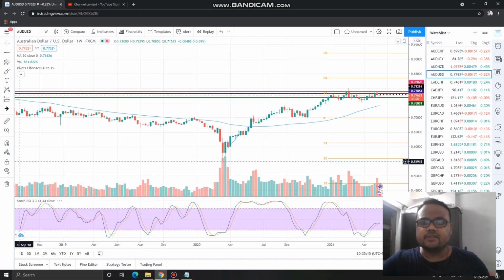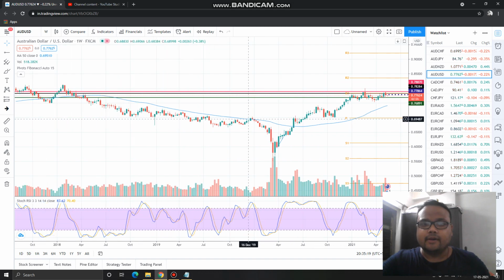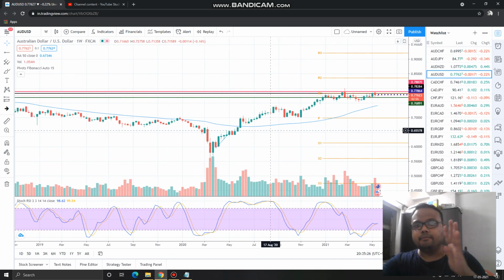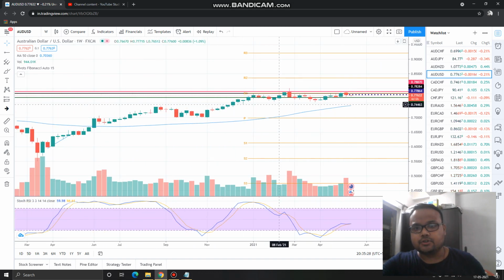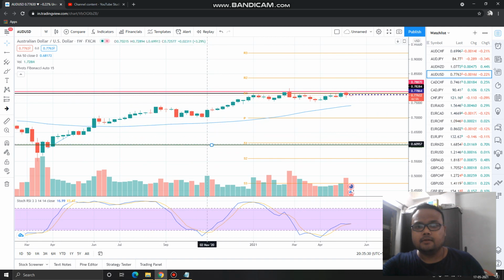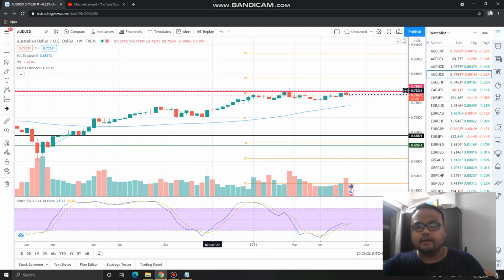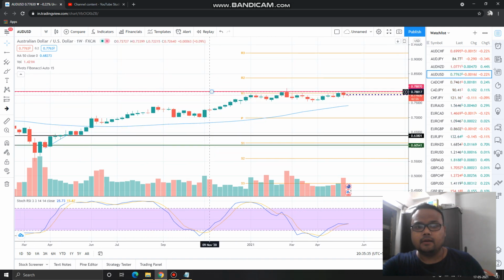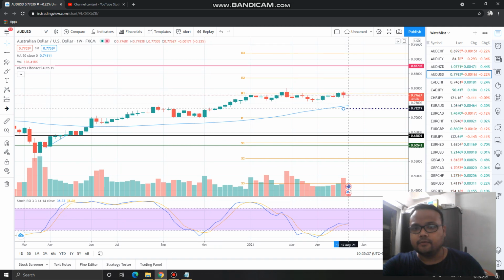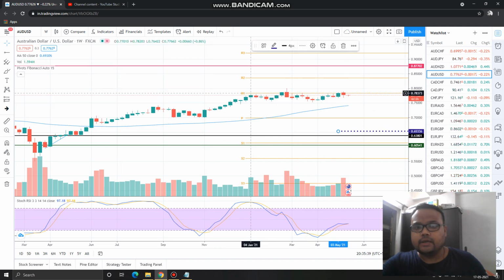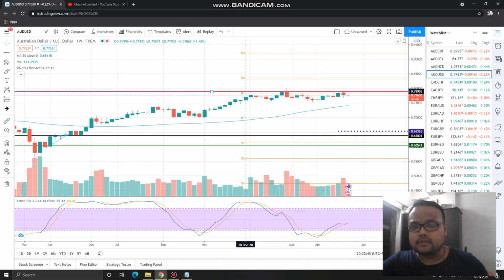If you watch my previous videos, then you know very well that I'm a fan of multi time frame analysis. So I consult the weekly time frame to get the bigger picture. Let me move these lines right now. This is the weekly chart, and as you can see, there is a resistance here at this particular level.